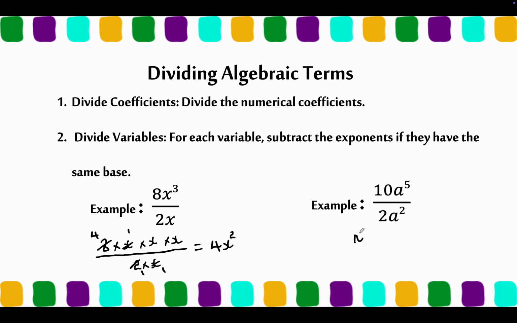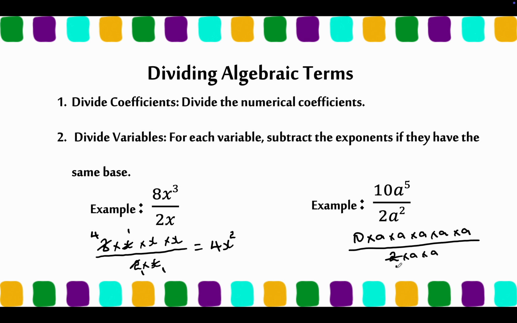So we're going to have 10 times a times a times a times a times a, and as I said, you can go ahead and subtract it if it's easier for you. Either way, you'd still get the answer correct. And here we'll have 2 times a times a.